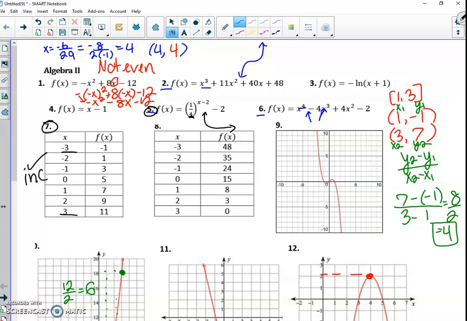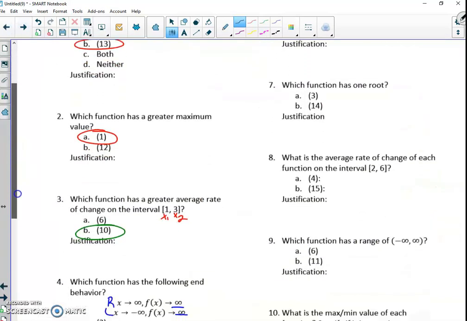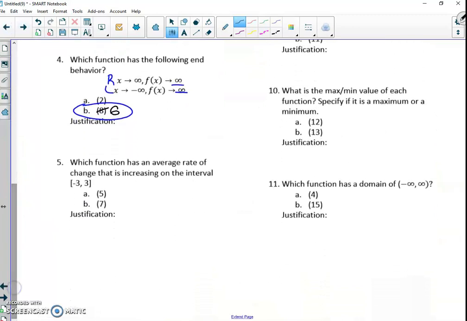Okay, so the only answer here would be function 7. That's the only one that's increasing from -3 to 3. Function 7.